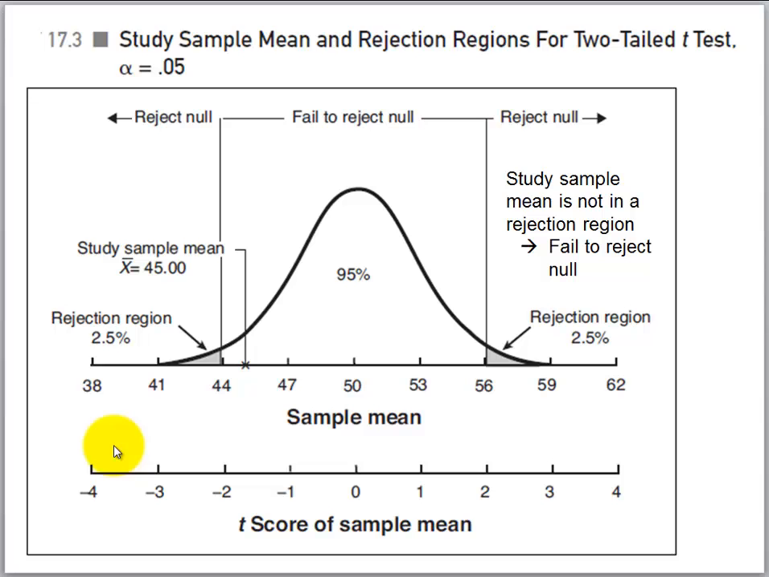So here is a visual of the result. Your study sample mean is 1.67 standard deviations below the mean. It is not sufficiently extreme to reject the null. The rejection regions are beginning 2.064 standard deviations from the value stated in the null. So you fail to reject the null.